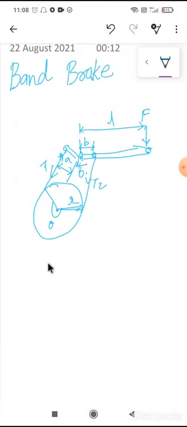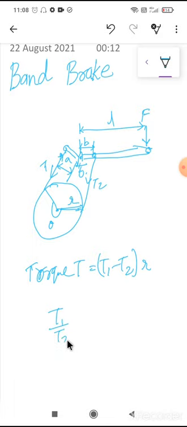So the brake torque on the drum, torque T, will be equal to (T1 minus T2) into R, where R is the effective radius of the drum. Now the ratio of the tight and slack sides, we know, T1 by T2, is given by e raised to mu theta.